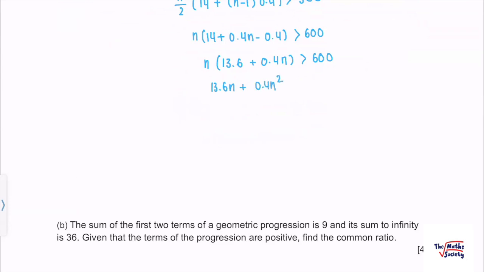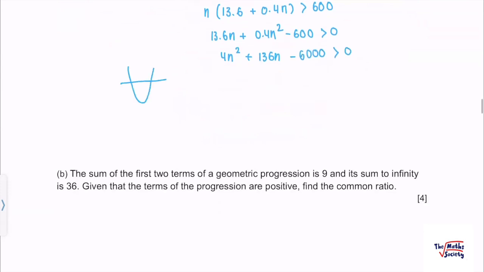Now you bring the 600 aside, so 600, 0. And then you'll have 4n squared plus 136n minus 6,000, because we'll multiply it to make it even, and that's greater than 0. And then you'll do the cross method, where because it's greater than 0, you have to take these, where you'll get minus 59.3 and then 25.3. So n has to be greater than 25.3, or n has to be less than minus 59.3.